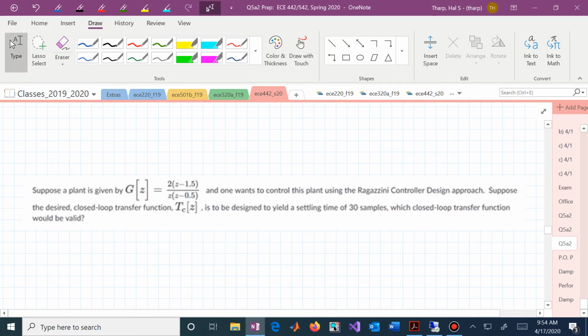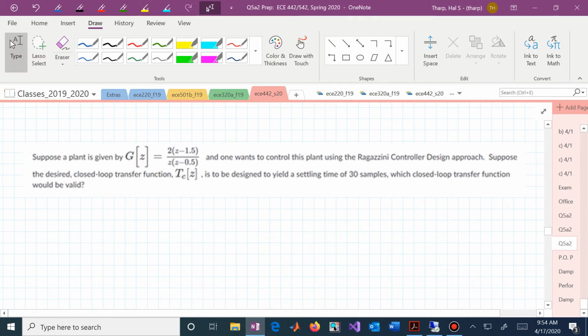Next question. Suppose a plant is given by G of Z, and one wants to control this plant using the Ragazzini controller design approach. Suppose the desired closed-loop transfer function T sub C is to be designed to yield a settling time of 30 samples, which closed-loop transfer function would be valid for T sub C of Z.